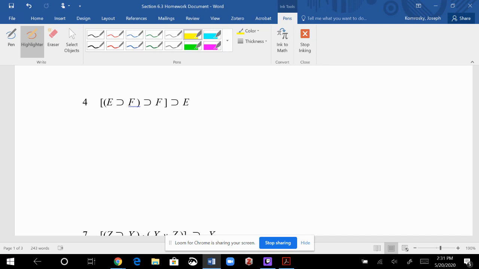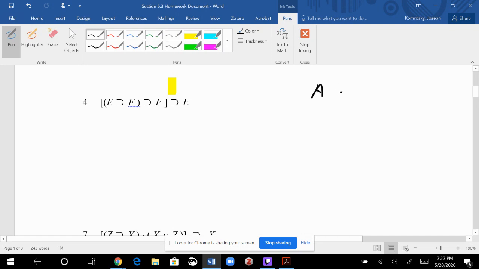So we have to do everything in the brackets first, but in order to do that, we have to do everything in the parentheses first. Then the main operator would be that, right? That last horseshoe. So four lines in the truth table. And what you could do, Hurley does this. Hurley will do, let me just go over here and show you.